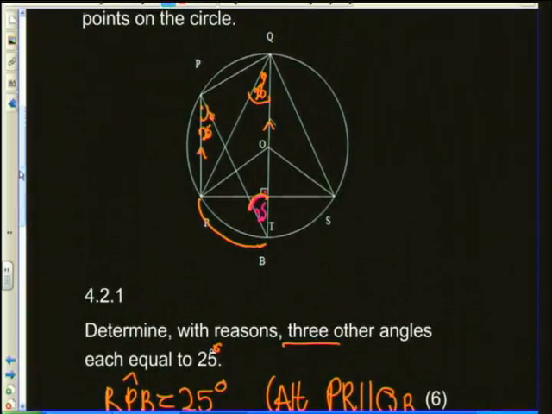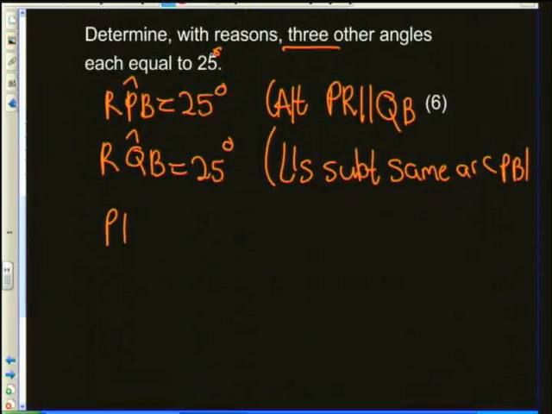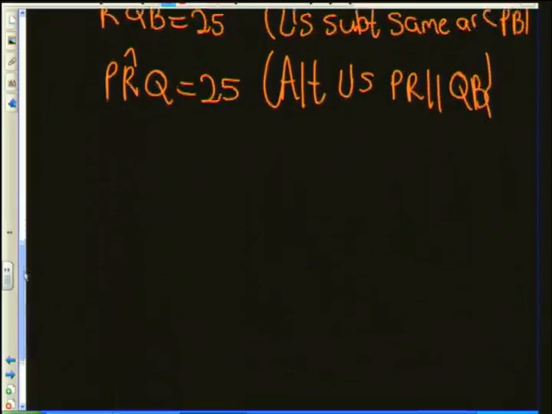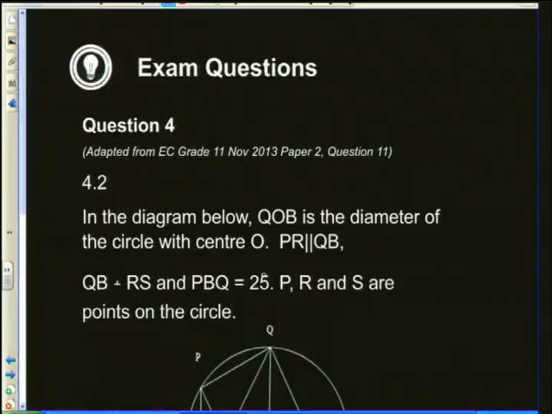We need one more angle that is also equal to 25 degrees. If we look at our alternate angles again, but the other way now, that's my N or my Z, as we thought of it in grade 8 and 9, it means that this angle here is also equal to that. What is that angle? PRQ. Angle PRQ is also equal to 25 degrees, and the reason will be alternate angles, PR is parallel to QB, and that's an easy 6 marks. Okay, moving right along. What else do they tell us?